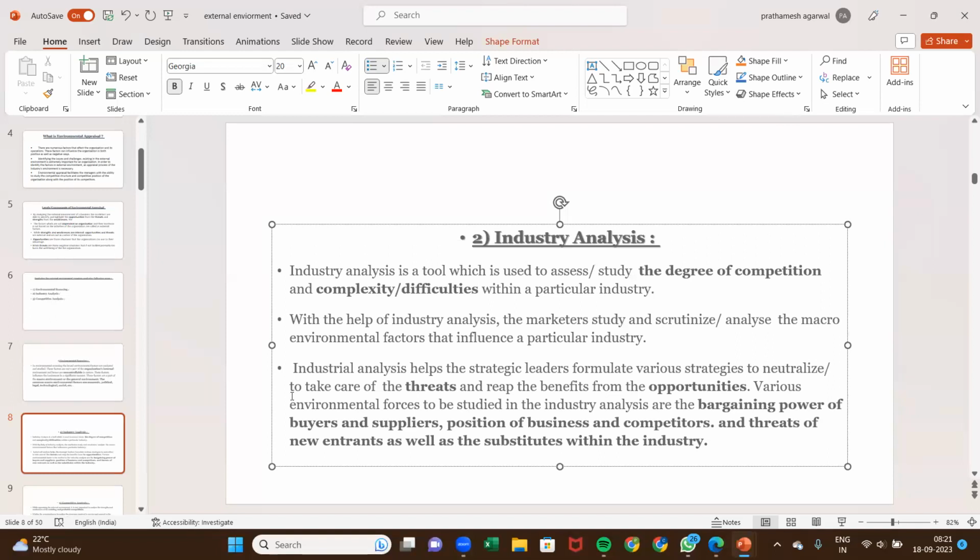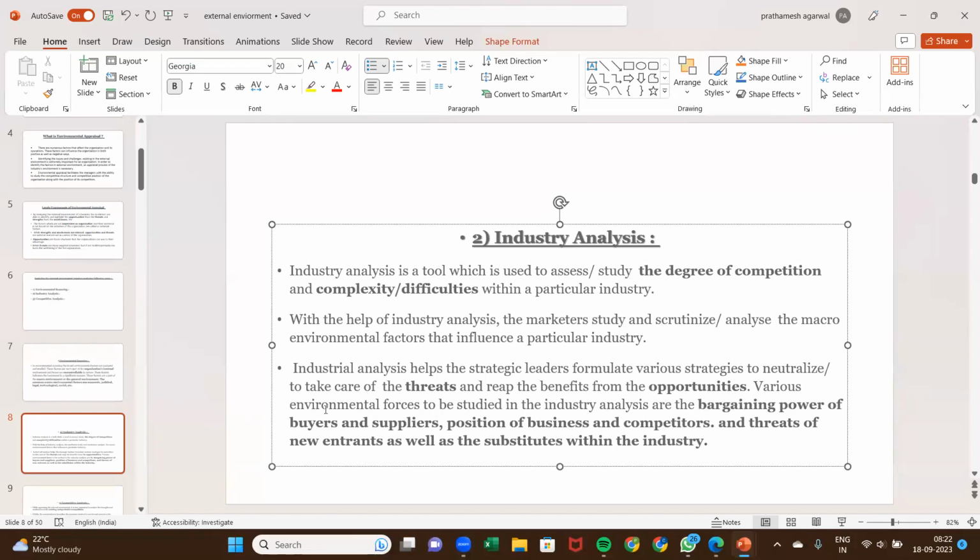I have written to take care of the threats. If you have a competitor who is going to create a threat, now see, we have festival time, right? The competitors may come up with a different product, very much like your product, but he is giving it at a low price. So how are you going to tackle that price factor? To take care of the threats and reap the benefits from the opportunities. Various environmental factors to be studied in the industry analysis are very important.